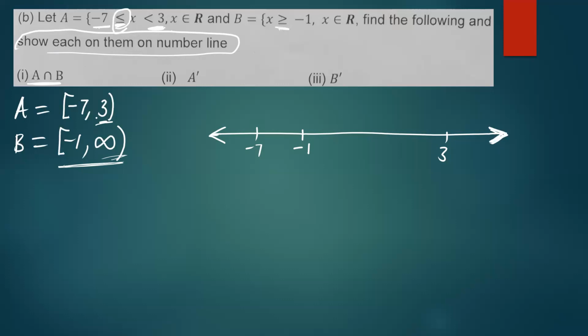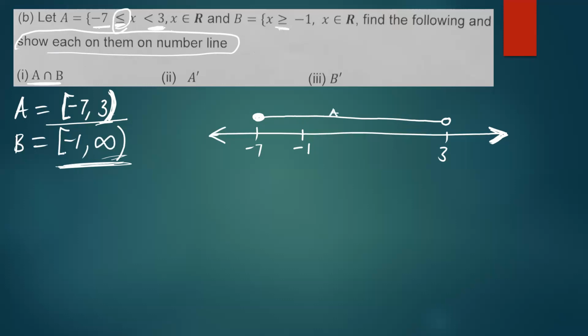So let us put in the sets now. We have negative 7, comma 3. We're closing at negative 7 because it's a closed bracket that we have here. We have a square bracket, so we shade the circle there. And then at 3, there's an open bracket, so we leave the circle open. And then we draw a straight line like this. From there, what you do is you look at this one here. So we have managed to write the set A.